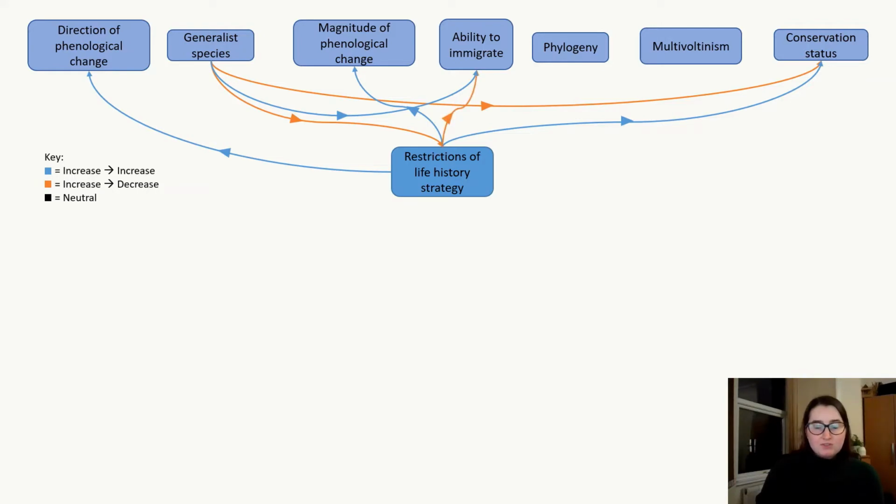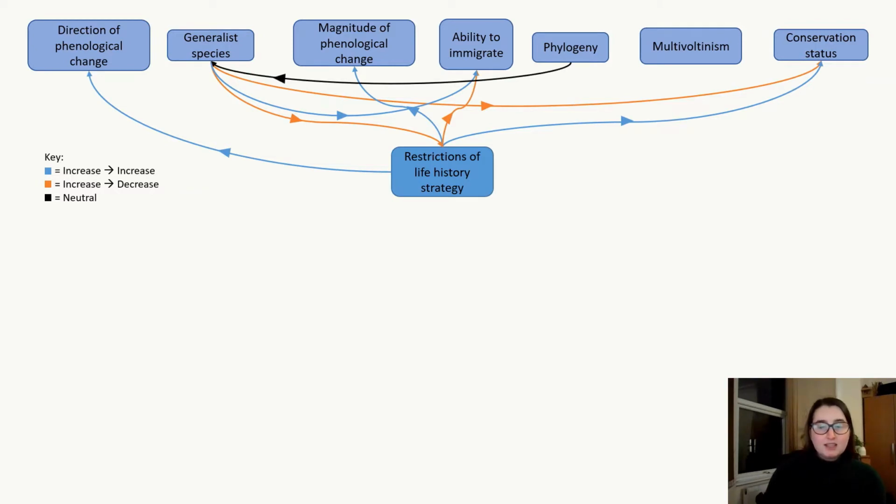As the restrictions of the life history strategy increase, it means that the ability to immigrate decreases, because the fewer restrictions you have, the more likely it is you'll be able to move around and be able to survive in habitats slightly different to the ones that you're adapted to. So it means species that have fewer restrictions are much more likely to be able to migrate northwards and track their ideal climate.